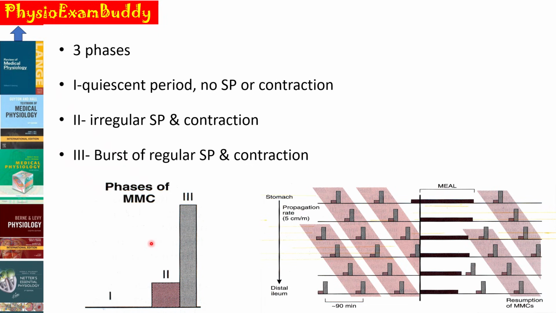The migratory motor complex includes three phases. Phase 1 is the quiescent period, where there is no spike potential or contraction happening. Phase 2 includes irregular spike potentials as well as contractions. And phase 3 includes bursts of regular spike potentials as well as contractions.